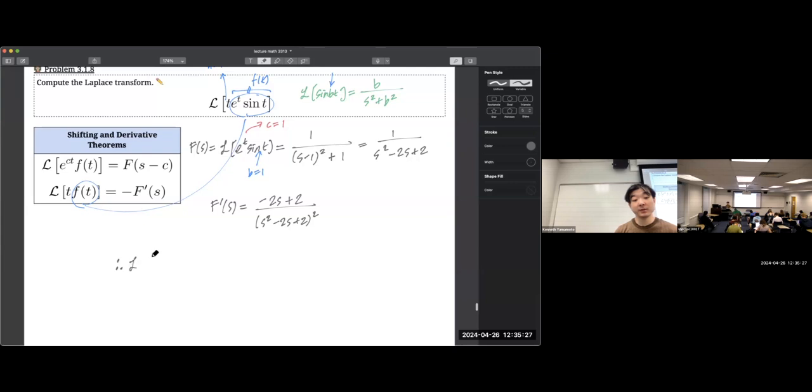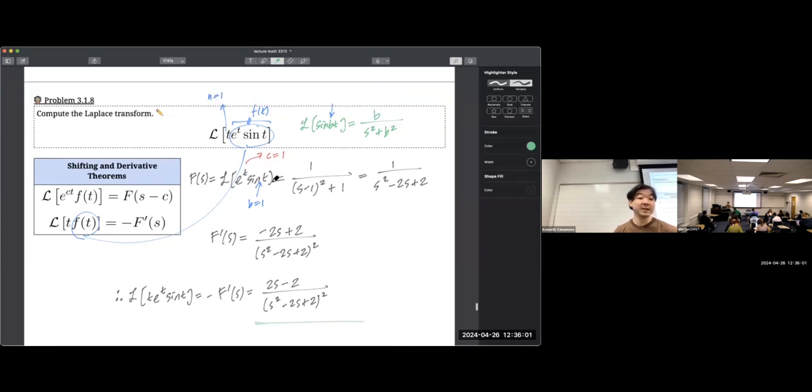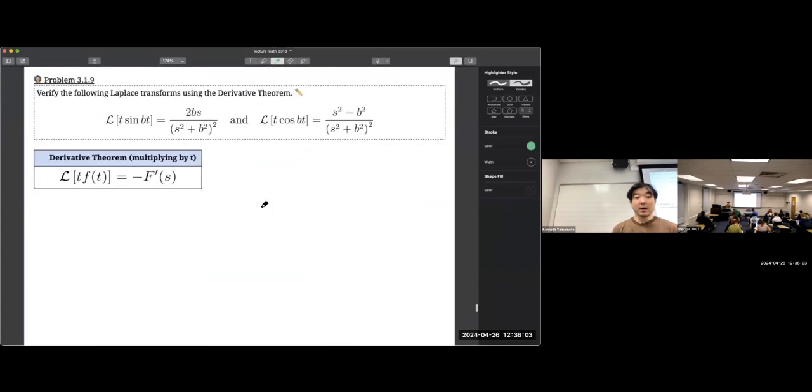So then, therefore, the Laplace transform of t, e to the t, sine of t, is equal to the negative of this. Which I'm just going to flip, and it's going to be 2s minus 2 over s squared minus 2s plus 2 squared. So you had to do both on this one because it was multiplied by e to the t and t. So that's that one. Let's confirm some of these Laplace transforms.